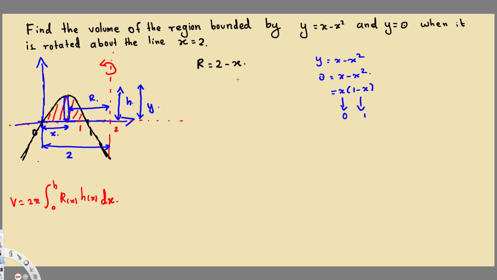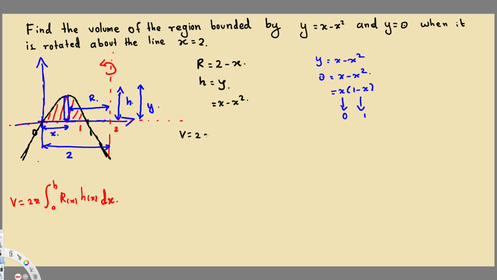Let's see how we can find h in terms of x. If you notice, h is equal to y, and we have to write this in terms of x. From the original function, y equals x minus x squared, so we can replace y with x minus x squared. Now we have both of them in terms of x, so we can go ahead and put everything in the volume equation.